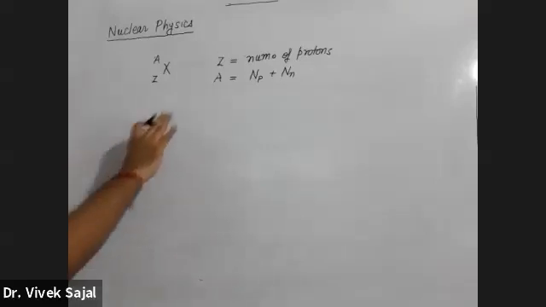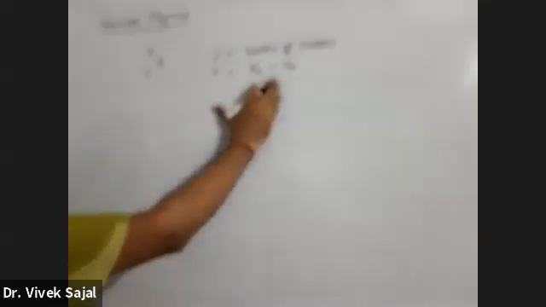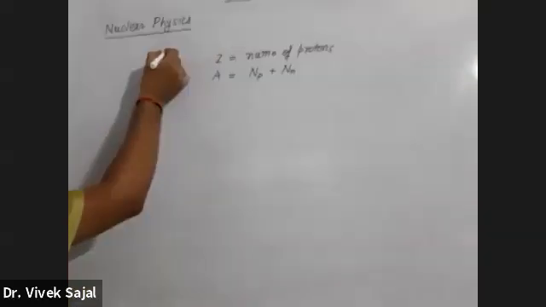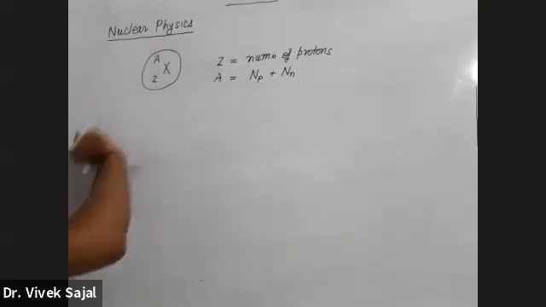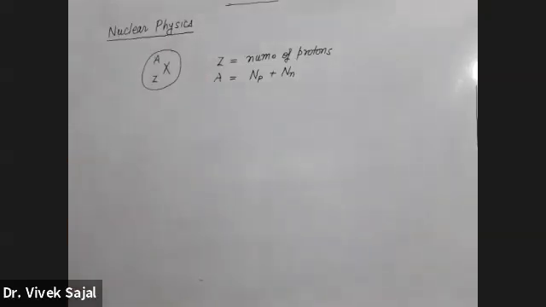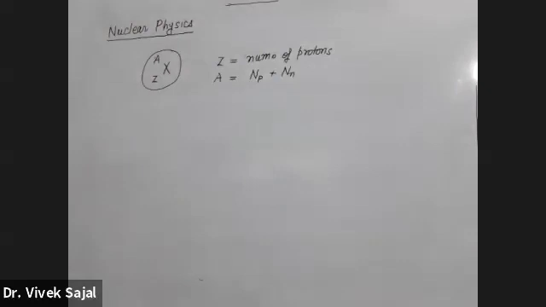So this A number is equal to the number of protons plus the number of neutrons. So in this way we can represent our nuclei. So nuclei is represented as ZXA. ठीक है, तो सबसे पहली चीज है किसी भी न्यूक्लियाई को कैसे रिप्रेजेंट करते हैं. दिस इज रिप्रेजेंटेड एज ZXA.